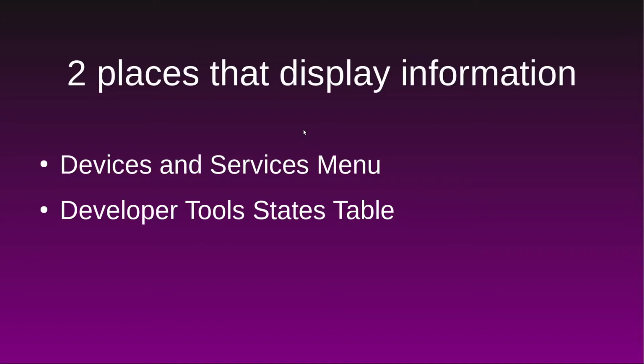Number one is the Devices and Services menu. Number two is the Developer Tools States table. Both of these areas do have some overlap, but mostly they display very different types of information. We will flip back and forth between the two.